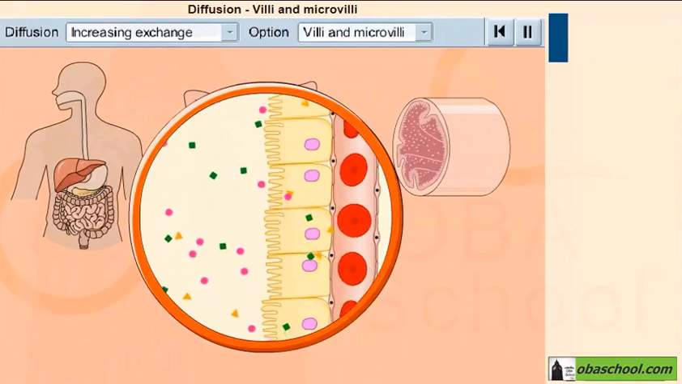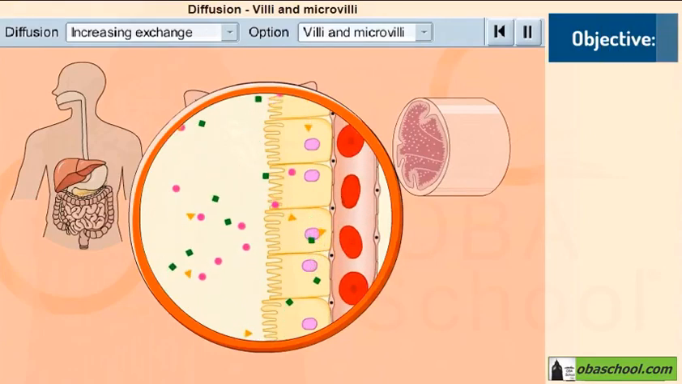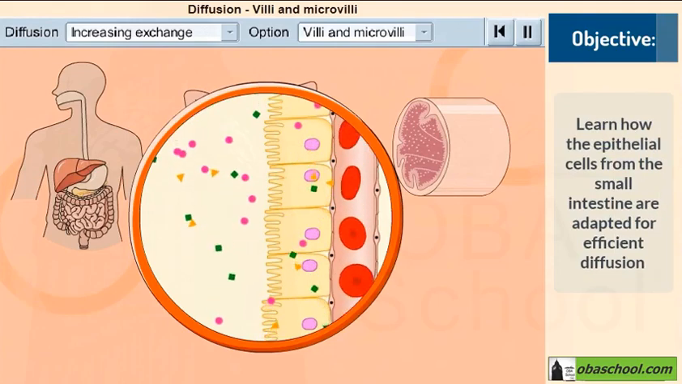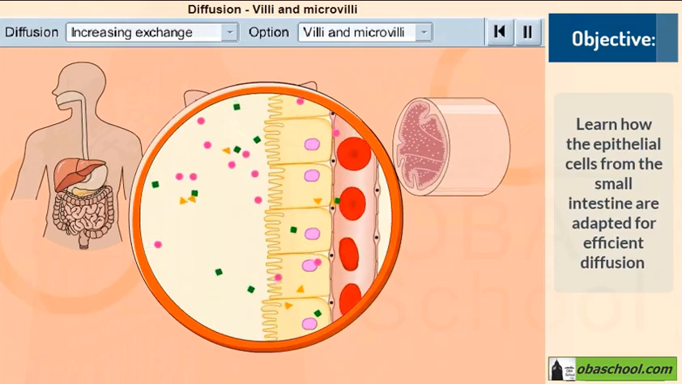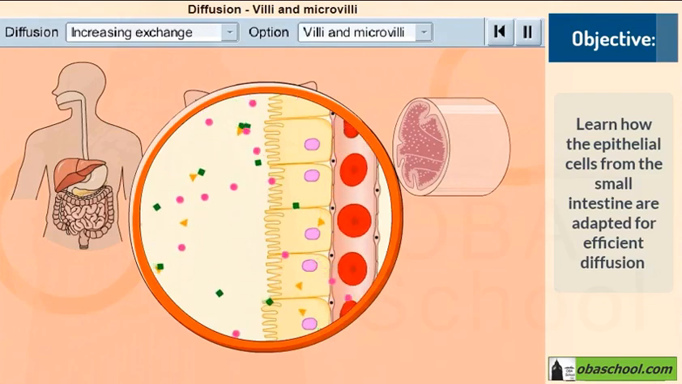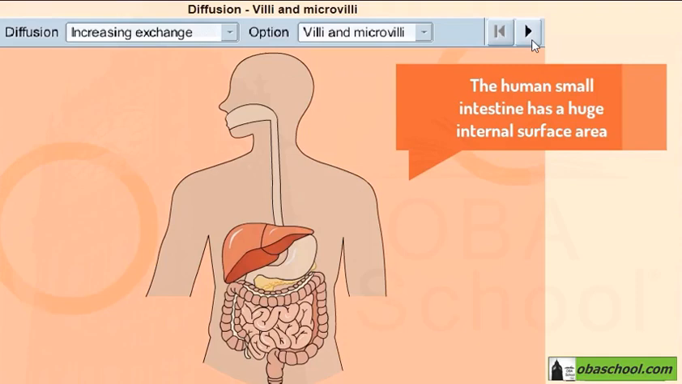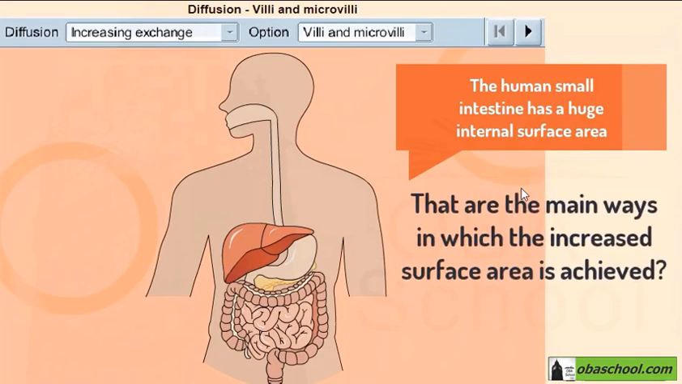Hello everyone! The main objective of this tutorial is to learn how the epithelial cells from the small intestine are adapted for efficient diffusion. The human small intestine has a huge internal surface area. So, what are the main ways in which the increased surface area is achieved in the small intestine?